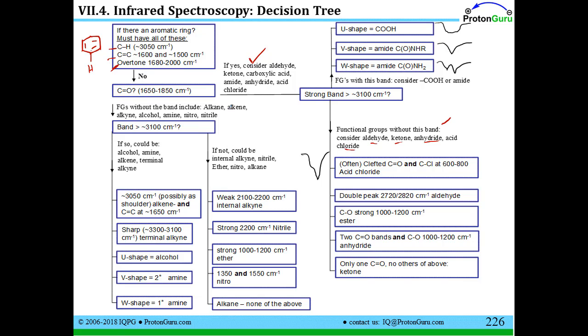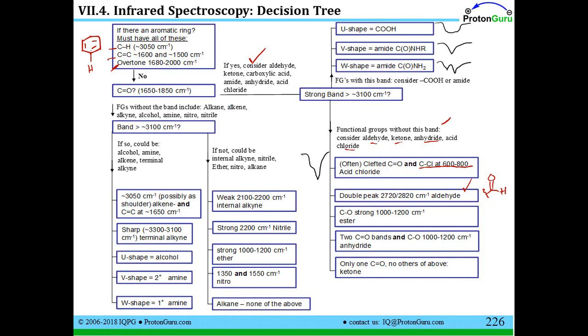Now, if we look at the acid chloride, it often has a cleft shape to its CO double bond. It also has a CCl stretch around 600 to 800. This is usually a little harder to see. But you have kind of a strange looking shape to the CO double bond. This is often but not always the case. If you have an aldehyde, one unique feature that the aldehyde has that no other molecules we'll talk about have is the CH stretch for the H that's attached directly to the carbonyl carbon, the same carbon that has the CO double bond.